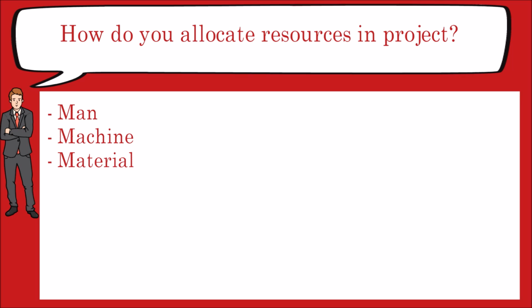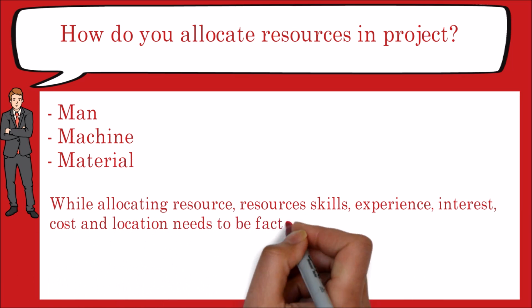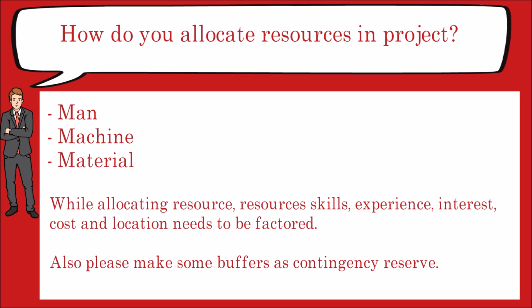In traditional project management methodology, resource requirement is calculated at activity level and then summed up to project level. Resource calendar and resource skill set profile are also used during resource allocation. While allocating resources, skills, experience, interest, cost and location need to be factored. Also please make some buffers as contingency reserve.